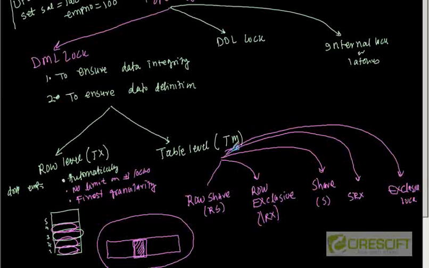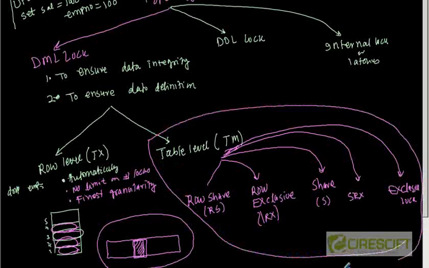So the table locks are divided into 5 different types. Depending on the type of statement, we are going to have different types of locks. In the next slide, we are going to discuss in more detail and concentrate only on the table level locks. The big picture is like this: DML locks, DDL locks, internal locks. And what we are discussing is that DML locks are of 2 types at 2 levels.